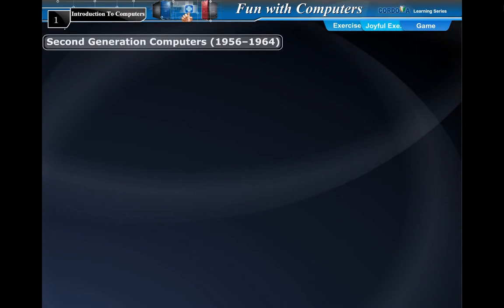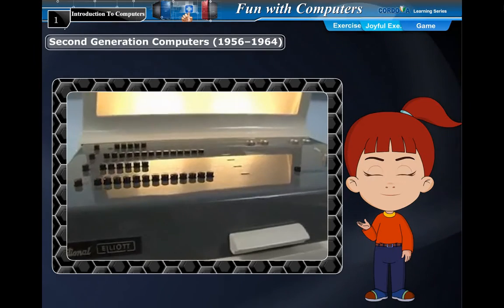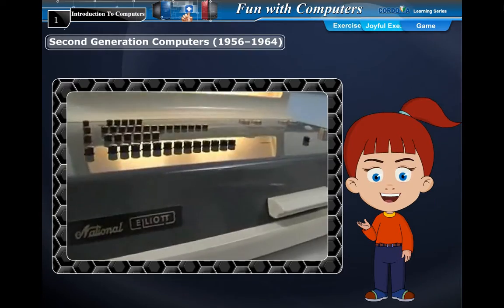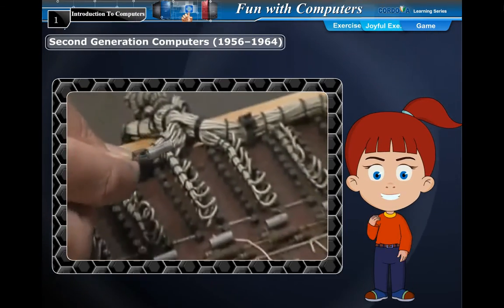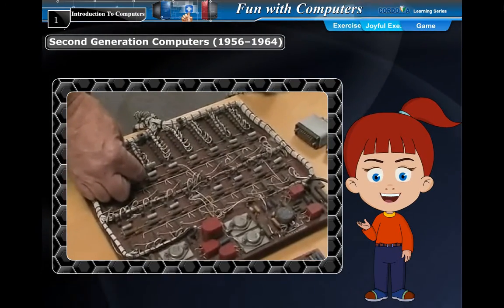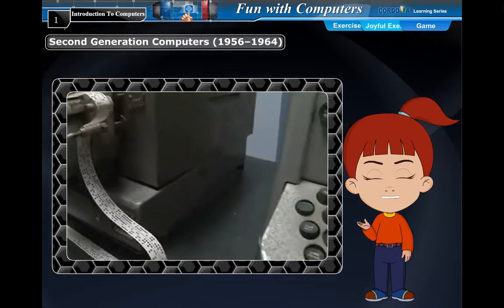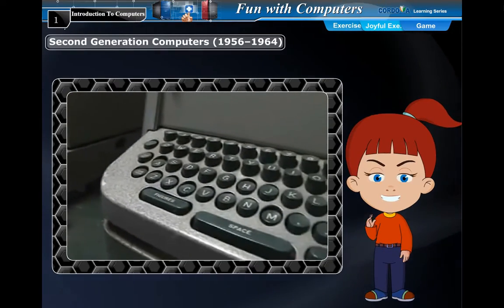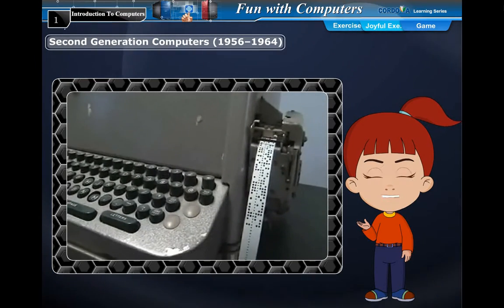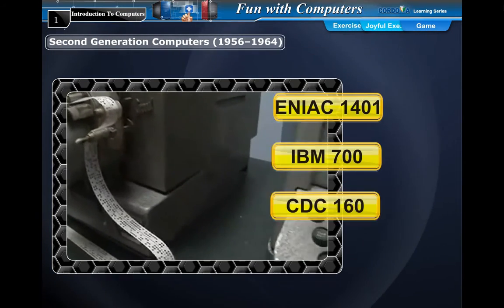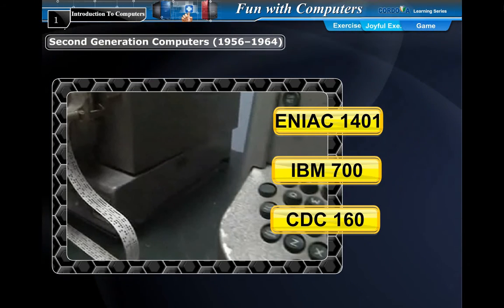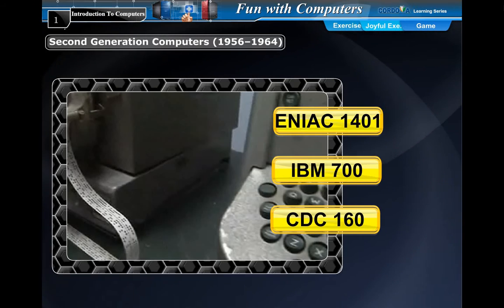Second generation computers, 1956 to 1964. Second generation computers had the following features. They used electronic devices called transistors. They were smaller in size than first generation computers. They were faster than first generation computers and also less expensive. Examples: ENIAC 1401, IBM 700, CDC 160.